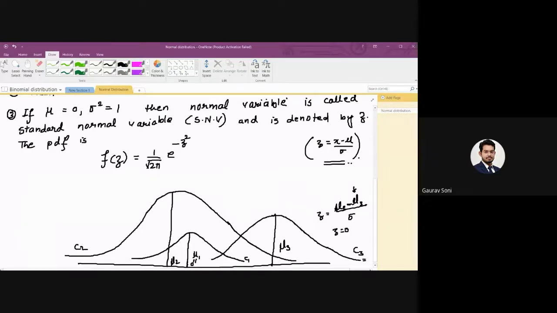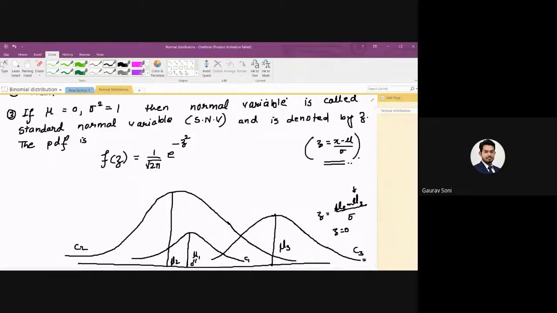Manas, will the value of z become 0 at mu3 now? Yes, sir. Aditya? Yes, sir. Yes. So wherever your curve is, you have shifted it to the origin. What I am trying to do is bring uniformity in my calculations. So this is a very important step.